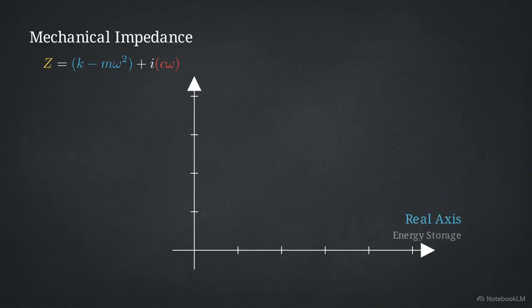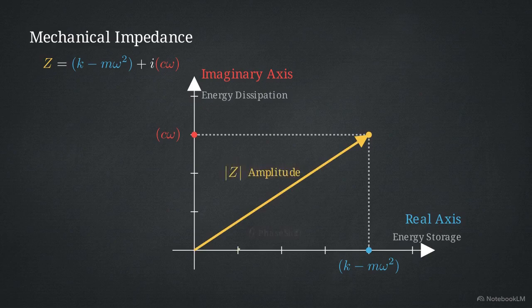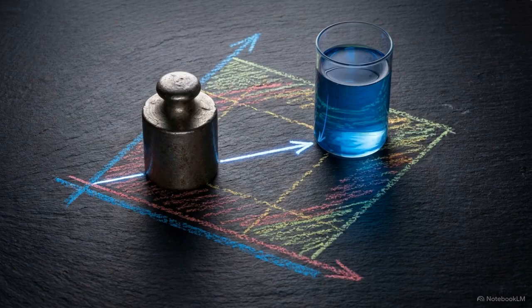To see exactly what the math is doing, we can map this algebraic grouping onto a two-dimensional complex plane. The x-axis represents our real numbers. It calculates the parameters that store energy, the stiffness of the spring and the inertia of the mass. The y-axis represents our imaginary numbers. It strictly isolates the parameter responsible for dissipating energy out of the system, the damping. Drawing a single resultant line connecting these coordinates calculates both the total amplitude of the physical vibration and its precise phase shift simultaneously. The complex plane acts as a unified analytical dashboard. It elegantly separates energy storage from energy dissipation, managing amplitude and phase in a single geometric space.